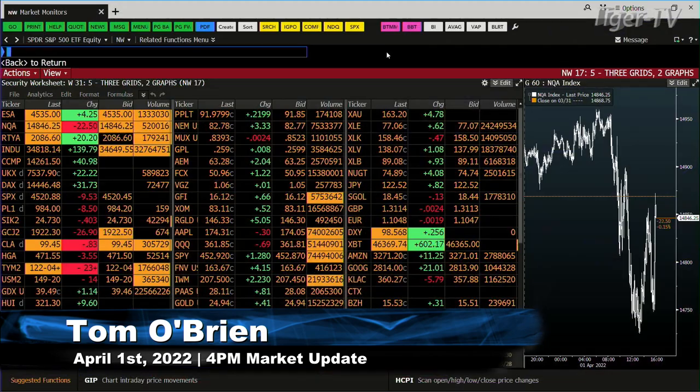Gold. Gold contract down $26, traded at $19.22 an ounce. We had silver off 40 cents at $24.73 an ounce. Light sweet crude off 83 cents, $99.46 a barrel.